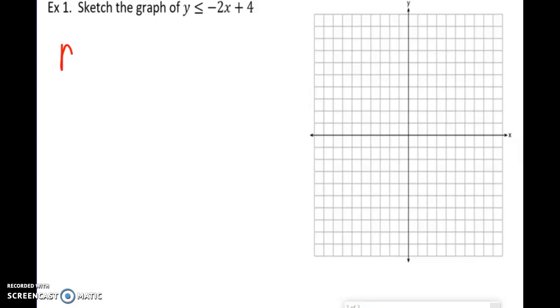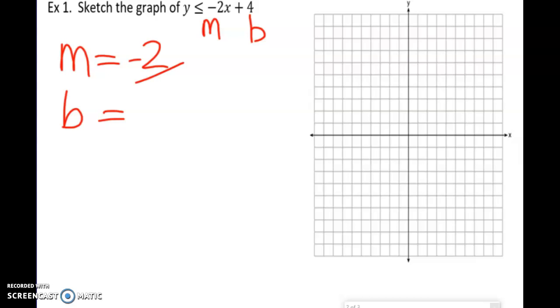Again, just like we did with linear, it's important to find the slope and the y-intercept. Still having students with trouble with this, so remember the m is in front of the x and the b is the number that has no variable attached. So this is pretty straightforward. The m is negative 2, which we could put over 1, and the b value is 4, the y-intercept.